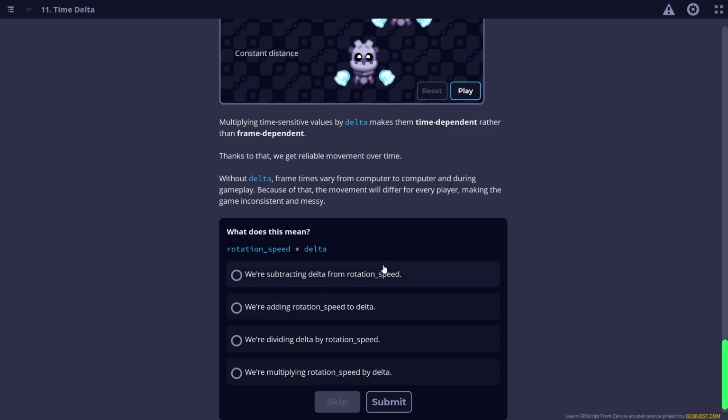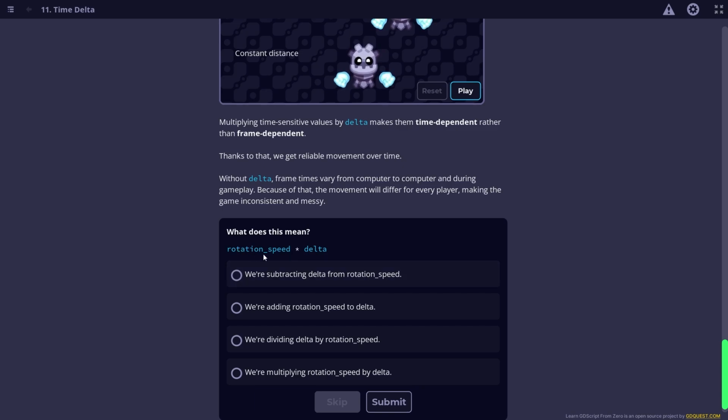This makes sense. No matter what computer you're on, if you do rotational speed by delta, or something by delta, it'll average out as the same. You'll get the same result on every computer, no matter what. That's the point of it. Anyway, let's go.